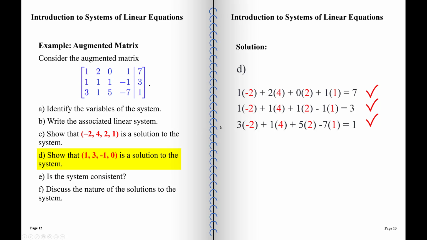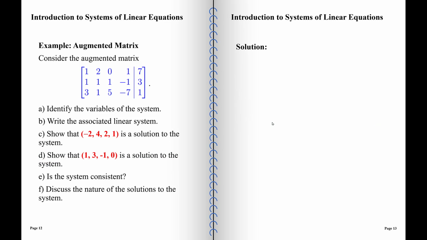Okay, so let's do these. We do the work below, and we'll see that -2, 4, 2, 1 is a solution. We have a similar question about the ordered quadruple 1, 3, -1, 0. It is also, as you can see, a solution to the system. So is the system consistent? Well, the answer is yes. The answer to C alone would have told us the answer is yes. If you have a solution to the linear system, it's consistent. That's what it means.